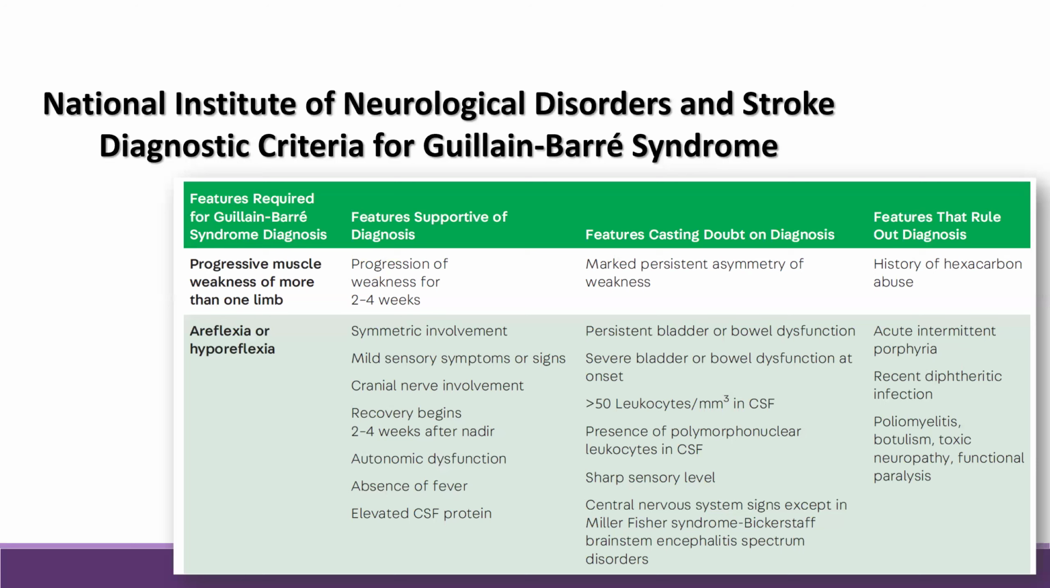The National Institute of Neurological Disorders and Stroke diagnostic criteria for Guillain-Barré: progressive muscle weakness of more than one limb, with progression of the weakness for 2 to 4 weeks. Usually it's areflexic or hyporeflexic. It's mostly symmetrical, involving mild sensory symptoms and also the cranial nerves, with involvement of autonomic dysfunction, absence of fever, and elevated CSF protein.